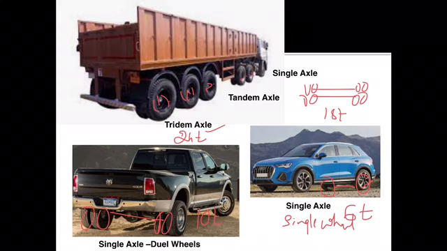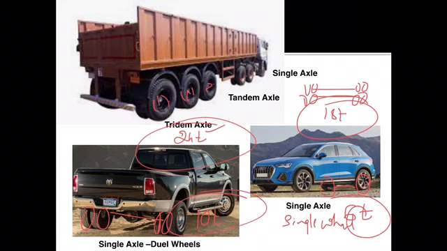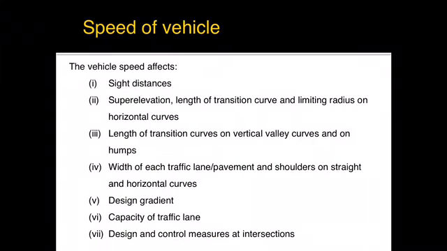That is because you will have a greater contact area for distributing your wheel loads. Hence, whenever you increase the number of axles, the load carrying capacity of the vehicles increases, and you should ensure that the load carried by any vehicle does not exceed these values given by the IRC recommendations. The next essential characteristic is the speed of the vehicle.